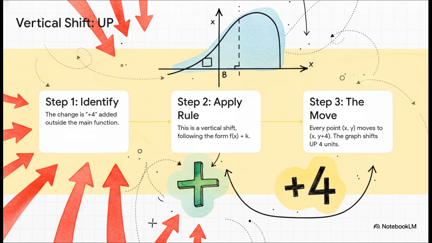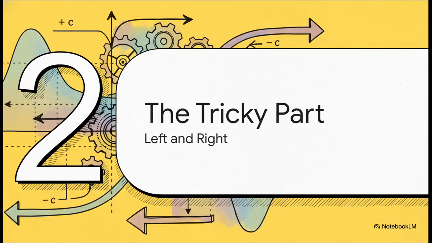And yep, this shows the rule perfectly. Plus means up, and if it were minus, it would mean down. It's exactly what you'd expect. The entire parabola just gets picked up and moved straight up the y-axis by 4 spots. Easy enough, right?